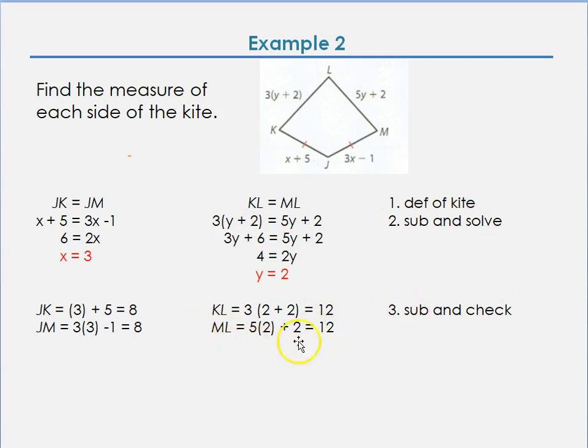It's always a good idea to check your answers, and in this case we took one side and checked. JK equals, replacing x as 3, 3 plus 5 equals 8, and JM replacing the x as 3 again. The answer is still 8, so that you know you've done it correctly.